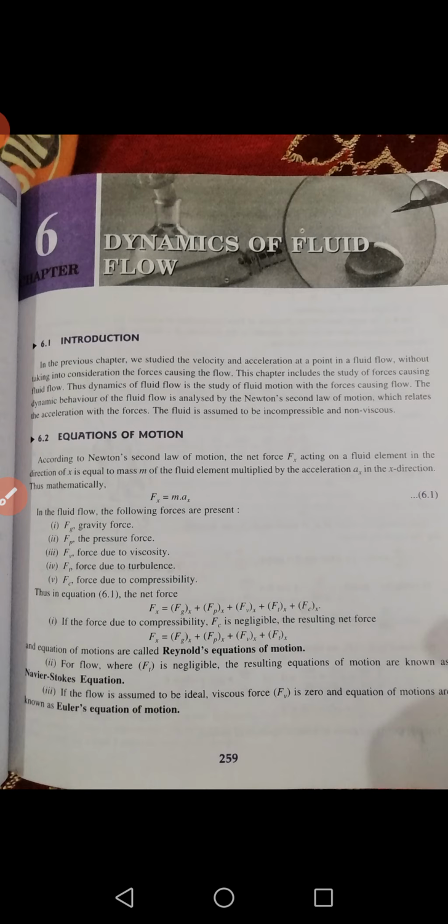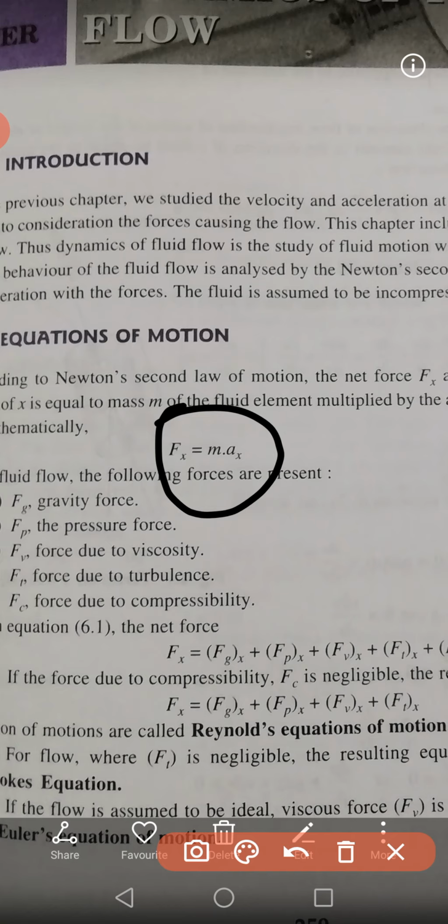Here you can see that according to Newton's second law of motion, we know that the net force acting on a fluid element in any direction s will be equal to the multiplication of its mass and the acceleration in the direction in which the fluid is moving, and mathematically it is shown by Fx equals m into ax, where m is the mass and ax is the acceleration in x direction.